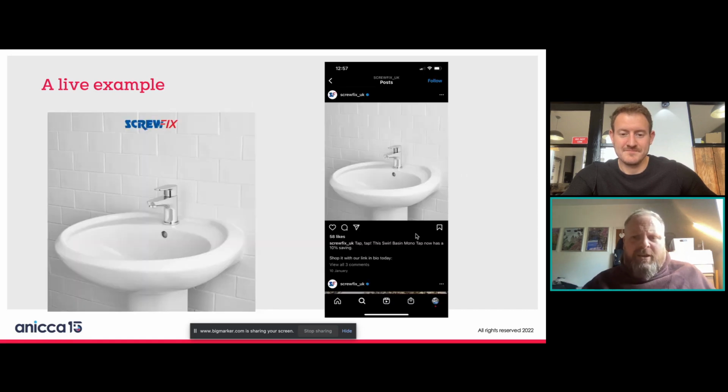And that was their post on the right. It was from this year. Screwfix: "Tap, tap. The swirl basin monotype has now a 10% saving." What are you doing, Screwfix? Even the big guys, the people that we understand are really good at this, get it wrong.